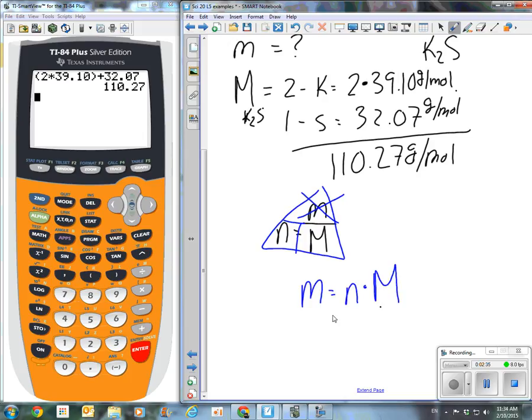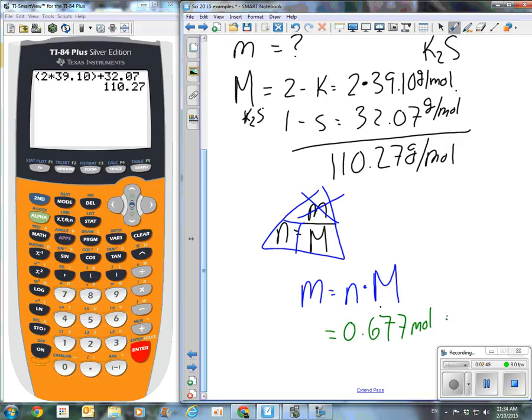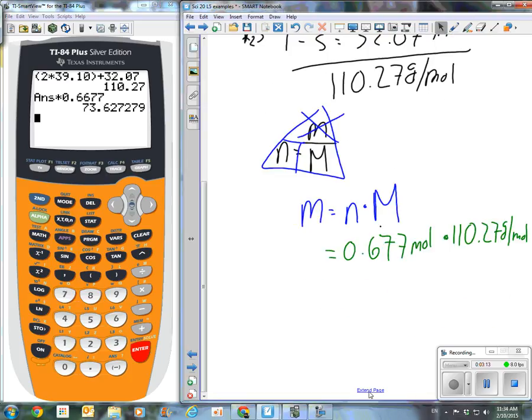Okay, so I'm going to now substitute in my values that I am given. The number of moles being 0.677 moles, and my molar mass here, so I'm going to times that by 110.27 grams for every mole. So now I know that I'm going to get less than 110 grams, because I have less than a whole mole. So I'm going to take this value that's already there, and I'm just going to multiply it by 0.677.